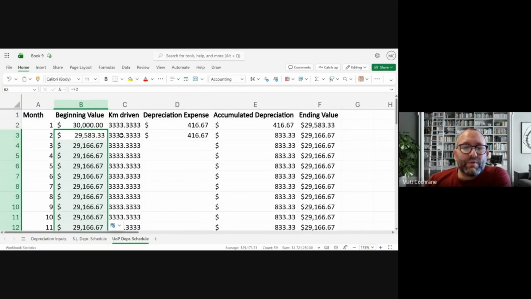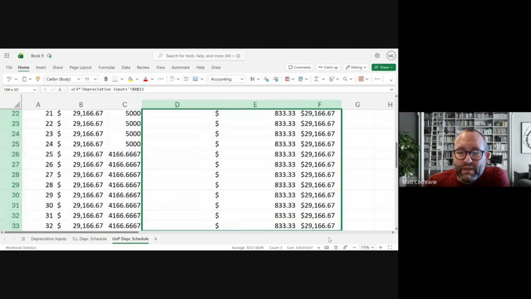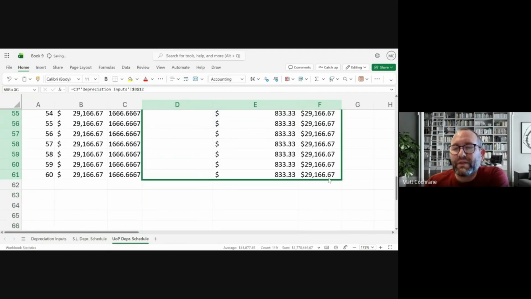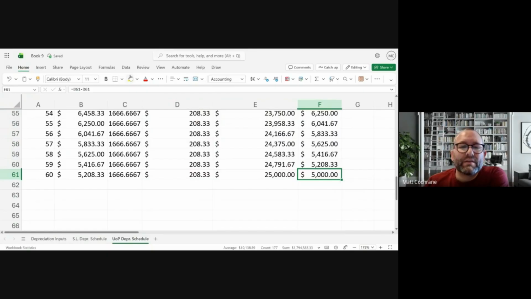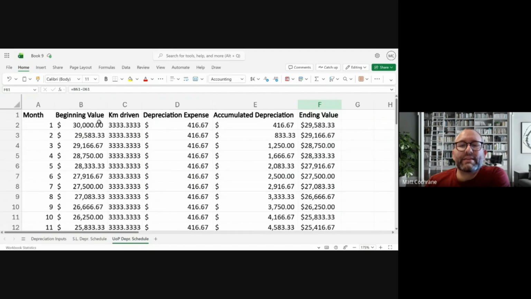Okay, I skip over this one and I can highlight these three and I can drag this down. And if I've done this right, if I've programmed everything correctly, then this bottom cell should also equal 5,000, which it does. Okay, so this is the economic value that's been consumed, depreciation expense.